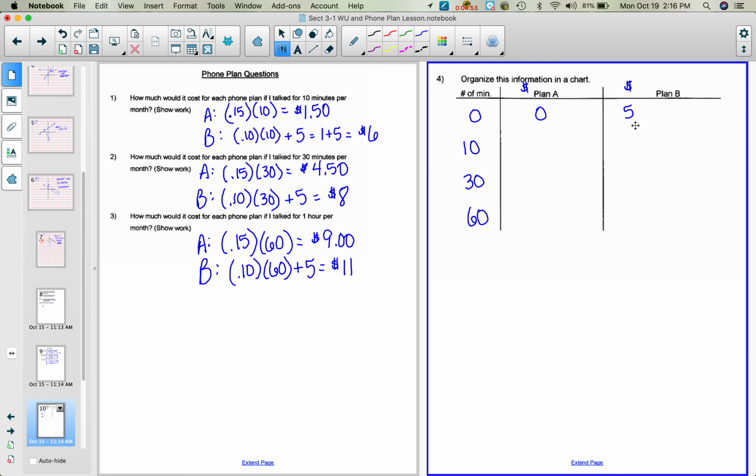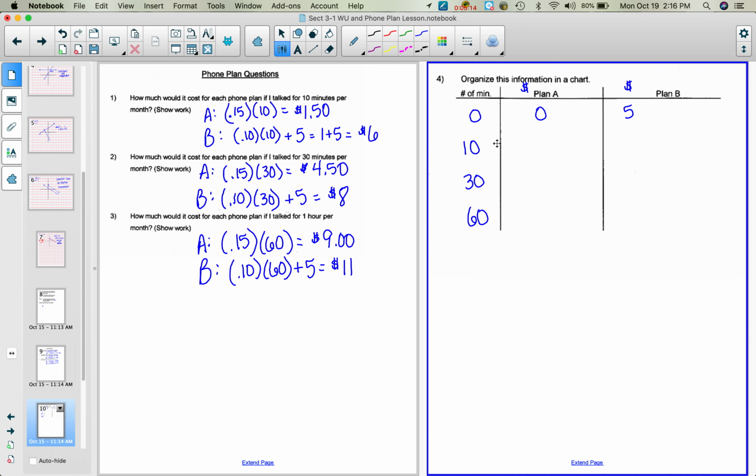So this was one thing that I didn't like about that, is because even if I don't talk at all on the phone with Plan B, I still have to pay the company $5 even if I didn't make a long distance phone call. So, okay, let me just tell you guys, this is before cell phones. Yeah, when I came up with this example, I'm that old. All right, so moving on.